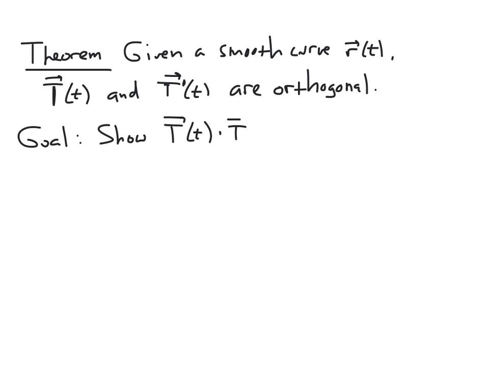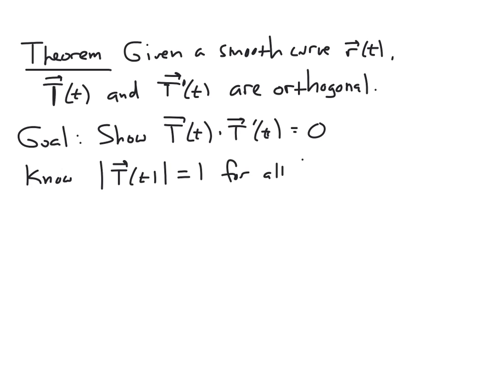All right, so our goal here is going to be to show that T dot T prime is equal to 0. To show this, we're going to start off with a couple things that we know. For example, one thing that we do know is that the magnitude of the unit tangent vector is equal to 1 for all values of little t. This is the unit part of the unit tangent vector. So this we know is always going to be 1.